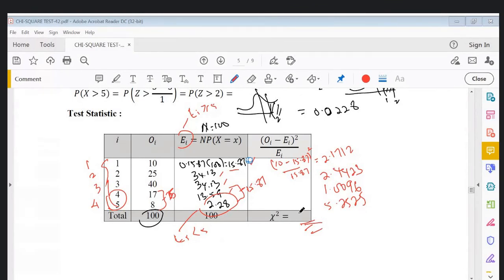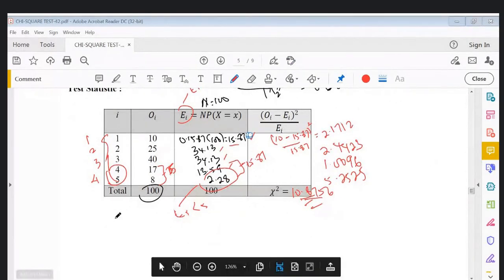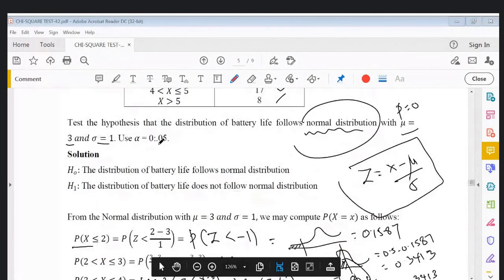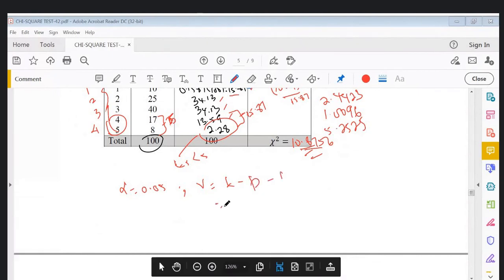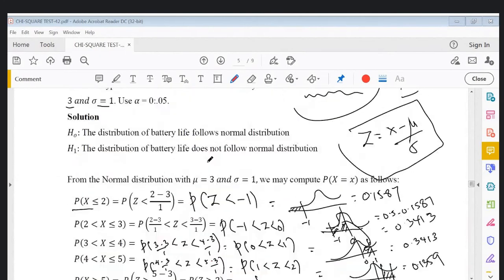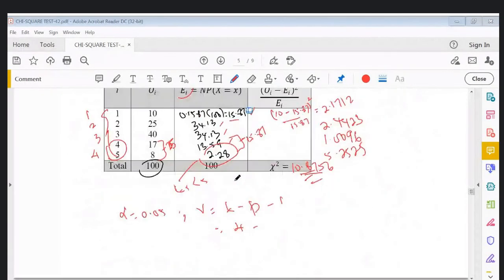Okay, for the 10 perpuluhan we get the chi-square value of 10.8756. After that we must compare with alpha. For this question alpha is 0.05. V is equal to K minus P minus 1. For this one K is just 4, and P is 0 because the mean and standard deviation are given. So 4 minus 0 minus 1, we get 3.